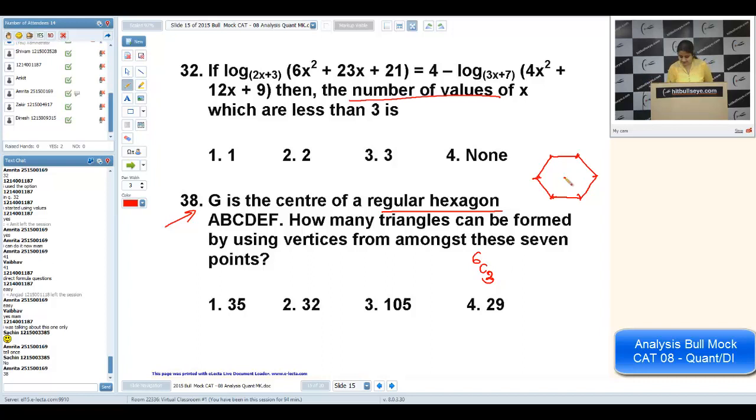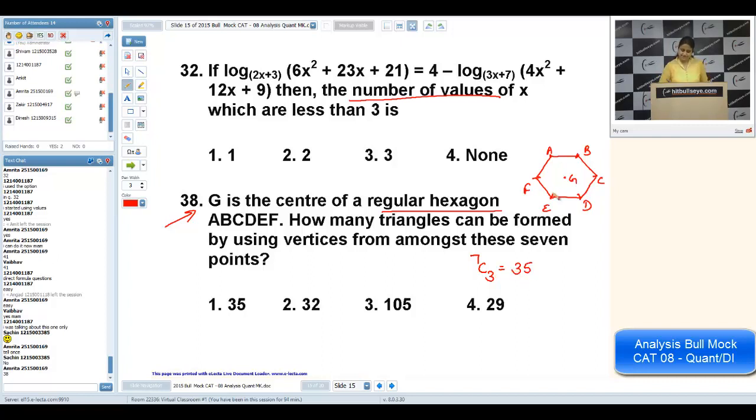Just a second, I have made a mistake. There is one more point. Center G is given. And using these 7 points, we want to write the number of triangles. So out of these 7 points, we want to select 3 of them. That can be done in 7C3 ways. It comes out to be 35 if you calculate this.